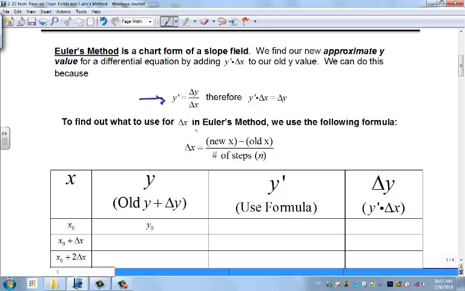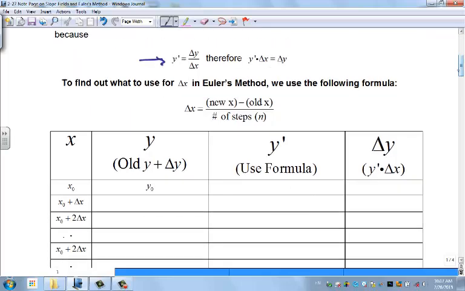So to find out what to use for delta x in Euler's method, if it's not given to you, you take your new x minus your old x divided by the number of steps or the number of subdivisions, or they may just call it n. All right? You use that formula to find delta x. Now delta x is just the steps that you use to get from your old x to your new x.